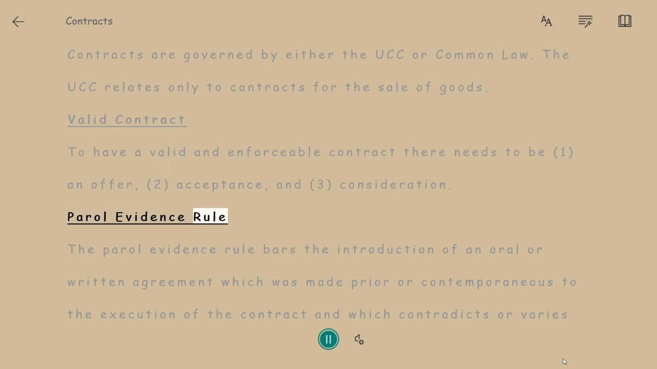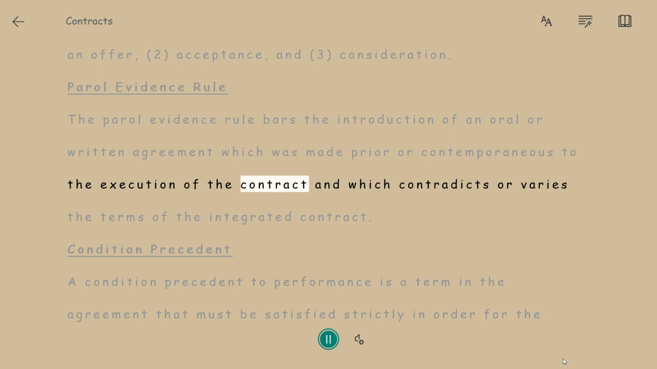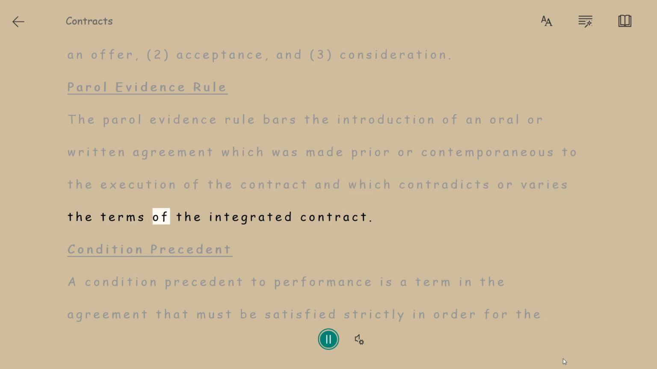Parol evidence rule. The parol evidence rule bars the introduction of an oral or written agreement which was made prior or contemporaneous to the execution of the contract and which contradicts or varies the terms of the integrated contract.